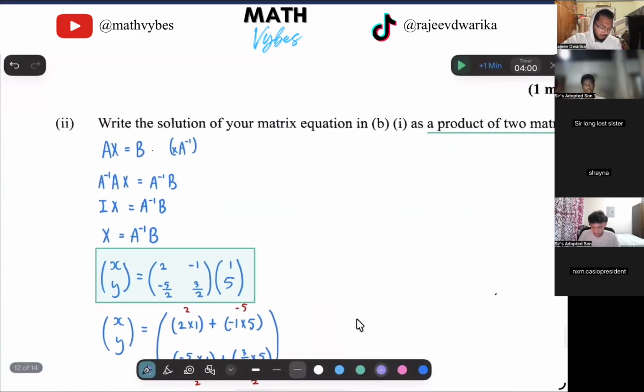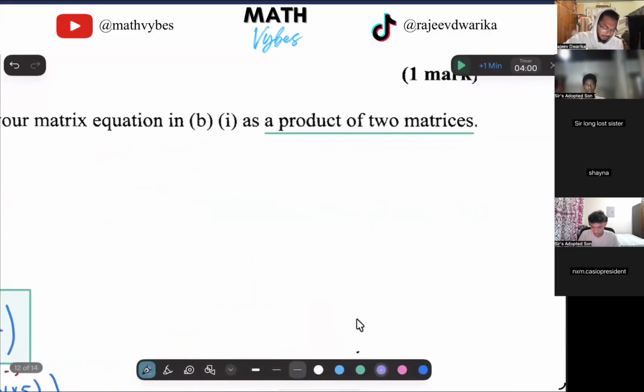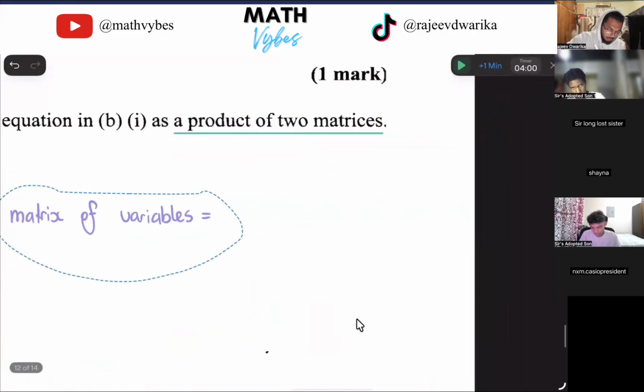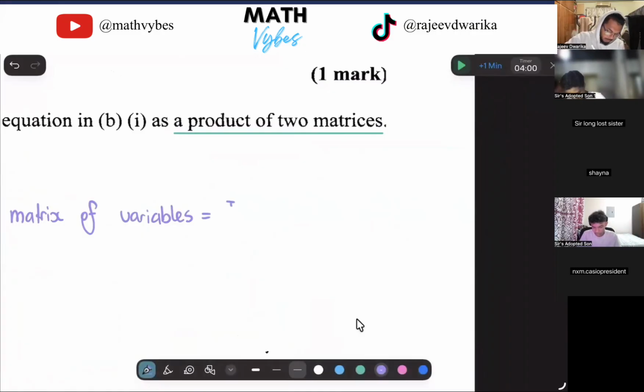I don't like to do this, but for memorization sakes, your answer is always going to be, so your matrix of variables is going to be equal to the inverse matrix of coefficients.